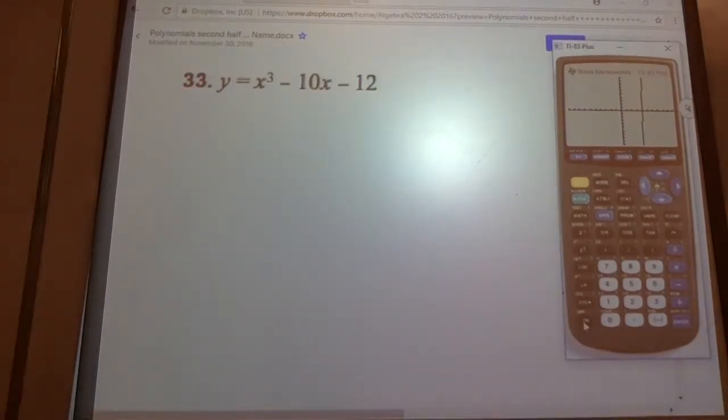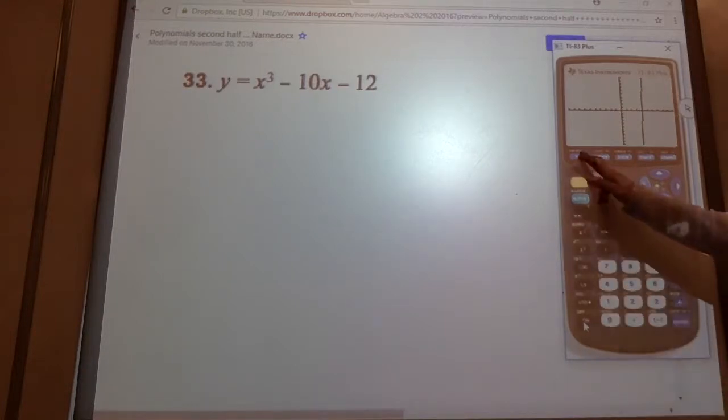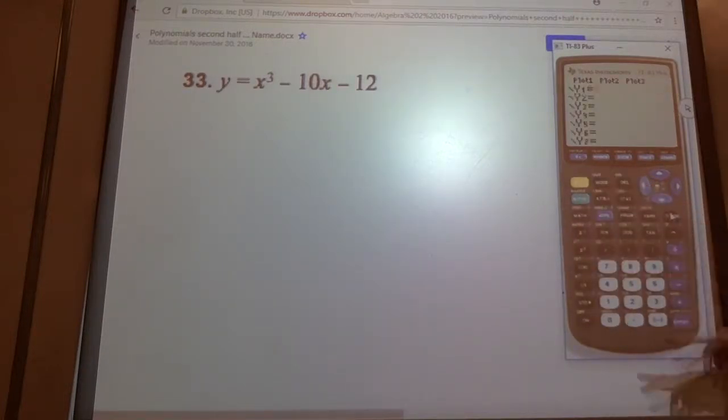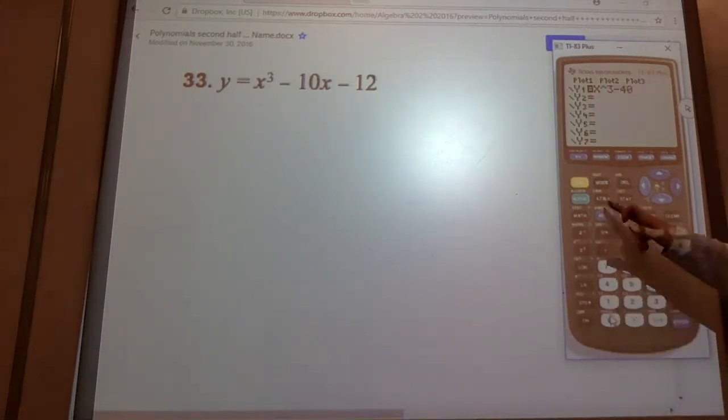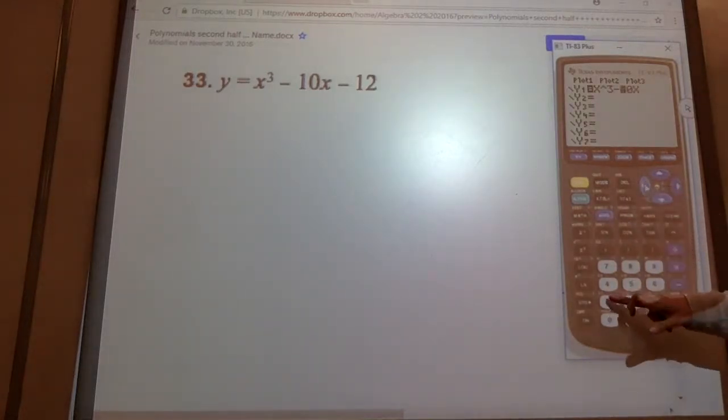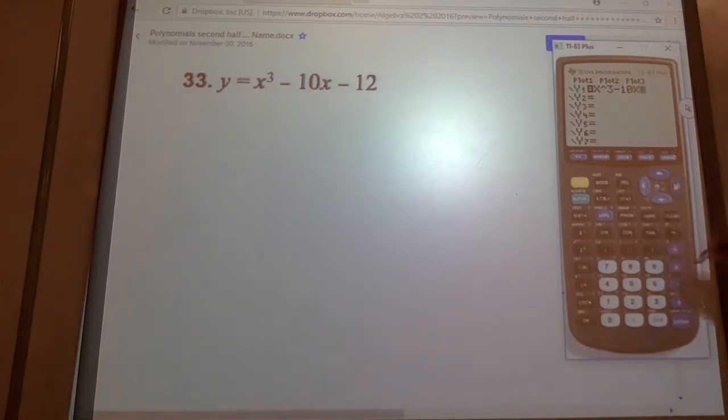Again, this is a cubic polynomial. So how many roots? 3. So let's graph it. Y equals, right? Let's put it in: x cubed minus 10x minus 12. Graph.